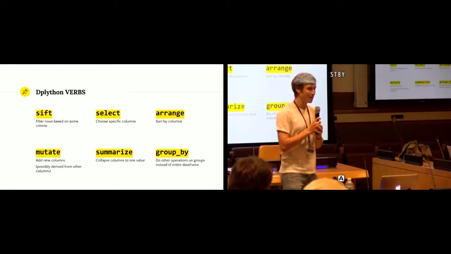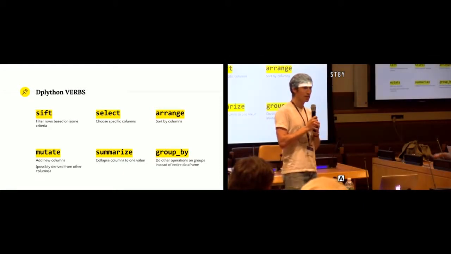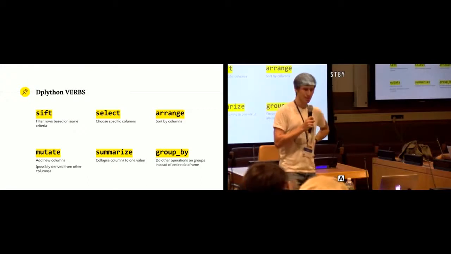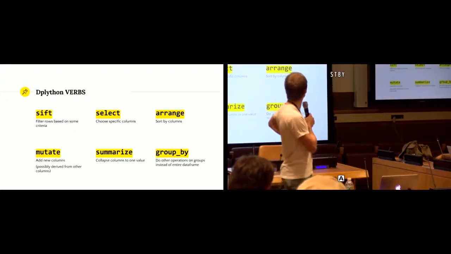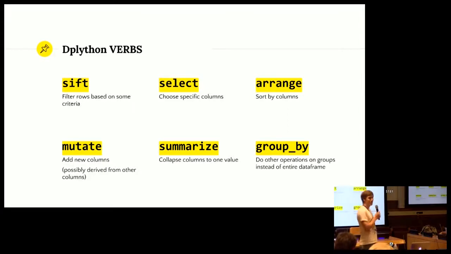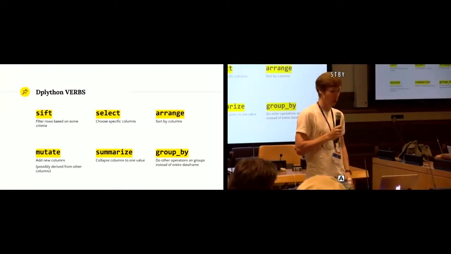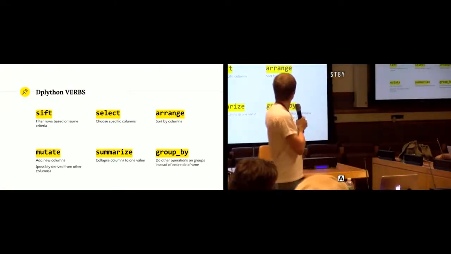All right. So when I was saying it was Zen, it's simple because there are really only six main things you do in dplyr or dplython now. I'll read these out. Hopefully everyone can see these okay. These are sift, select, arrange, mutate, summarize, and group by. And for those of you familiar with SQL, a lot of these will sound kind of SQL-ish as well.